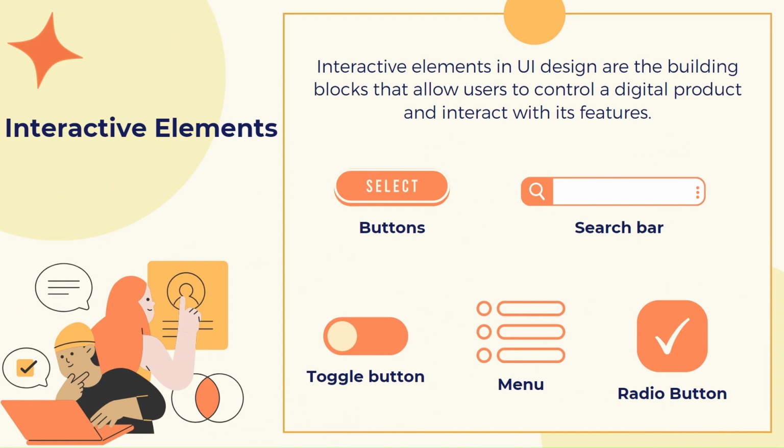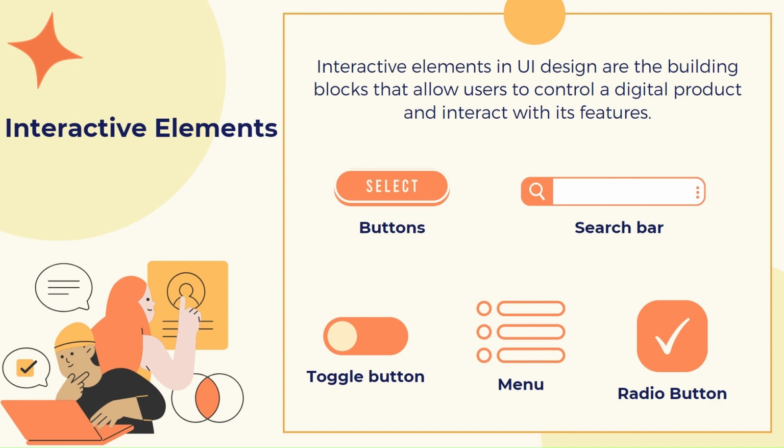Toggle buttons allows you to turn on and off a feature of the app, for example, dark mode, right? Menus, where you see an organized list of options for users to navigate through different sections. And radio buttons are used to select single or multiple options from a set of choices. So, all these are the responsibilities or the actions of the interactive elements.